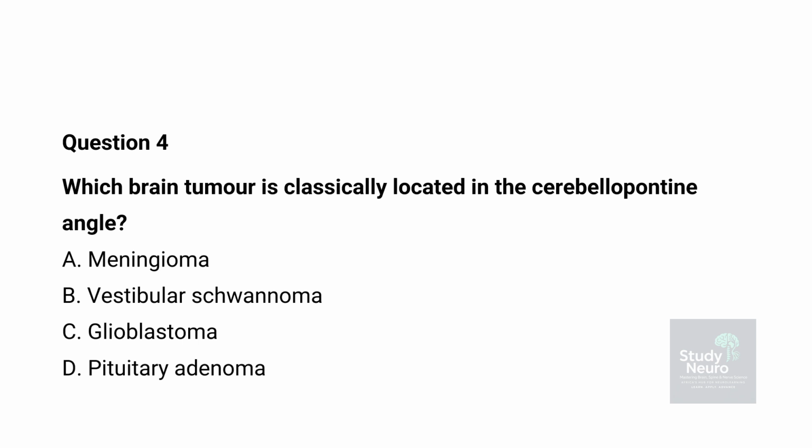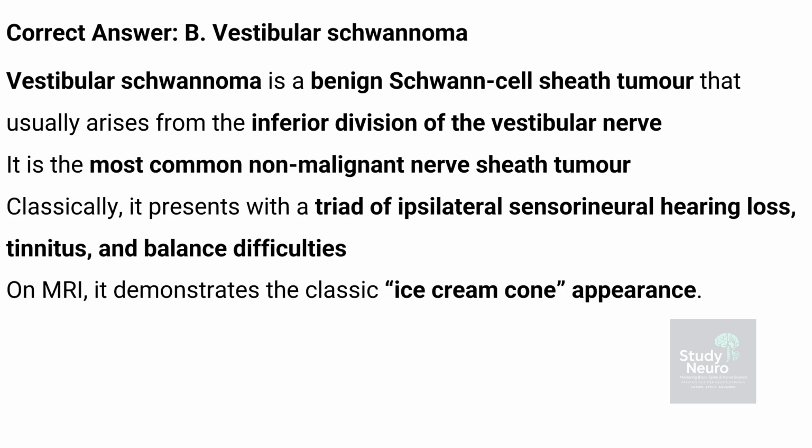Question 4. Which brain tumor is classically located in the cerebellopontine angle, or CPA? A. Meningioma. B. Vestibular Schwannoma. C. Glioblastoma. D. Pituitary adenoma. The correct answer is vestibular Schwannoma.